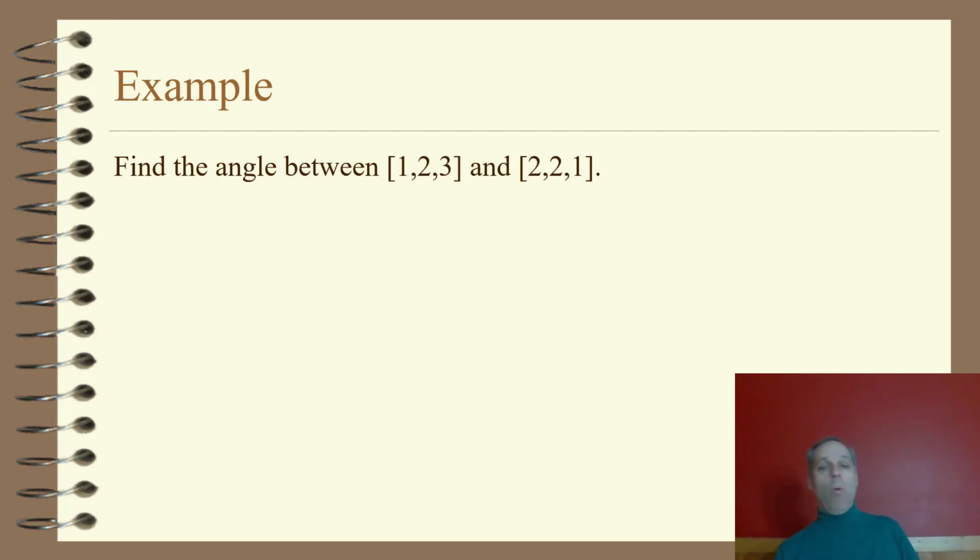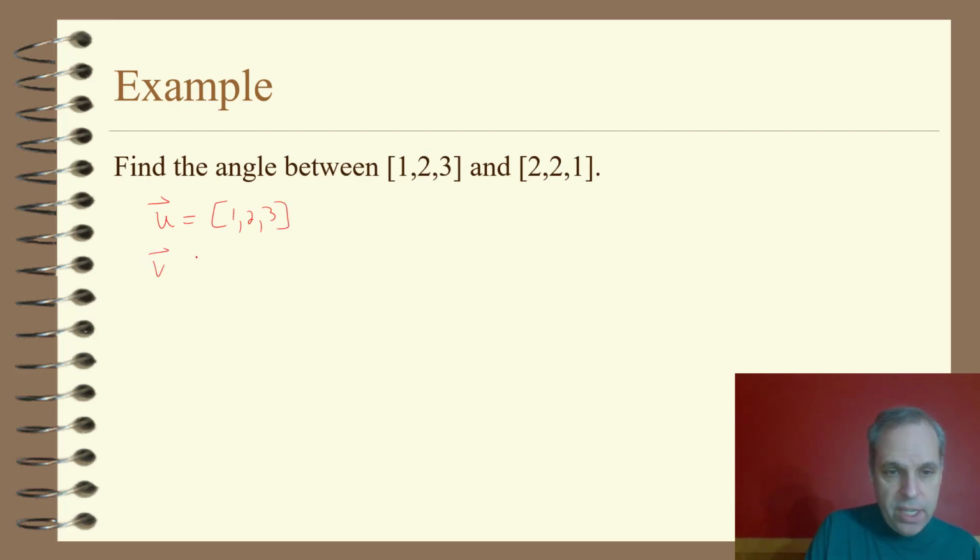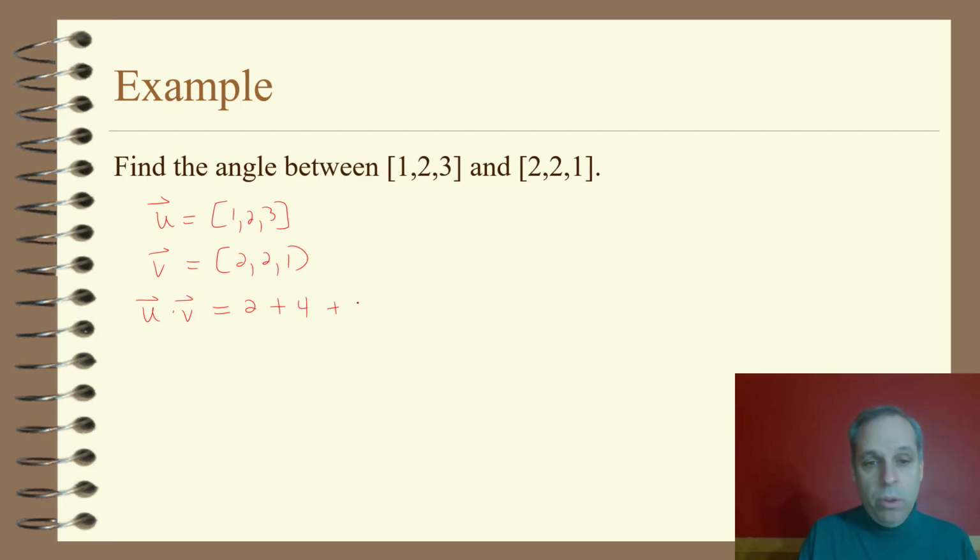Let's just use it really quickly. I want to find out what's the angle between these two vectors. So I'm going to call them u, which is 1, 2, 3, and I'll call it vector v, which will be 2, 2, 1. To use the formula, I need to know what is their dot product. So that dot product is 1 times 2, which is 2, plus 2 times 2, which is 4, plus 3 times 1, which is 3. That dot product, therefore, is 9.